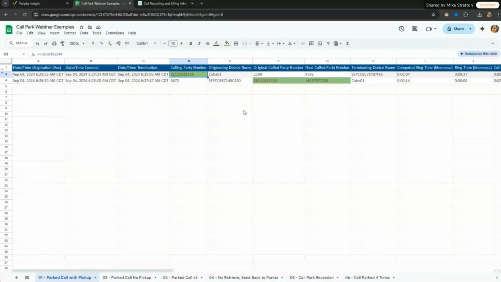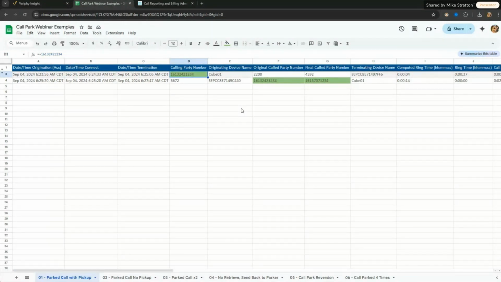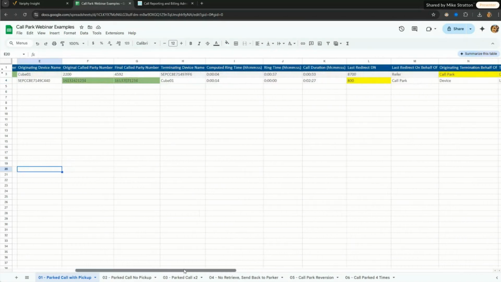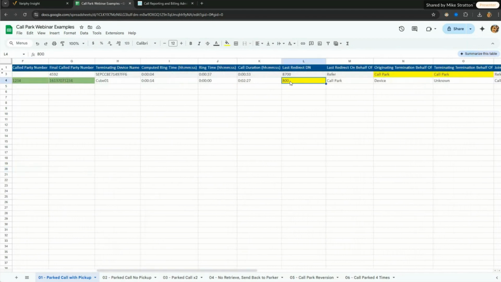And so when a call is retrieved, whether or not the call is inbound or outbound, because you can park any call in any direction, the retrieval leg, or the second leg, is always going to appear as what we think of as an outbound call. So even though this person called in, this extension is going to retrieve the call. So 5672 is going to call out, and in the data, it looks like they're calling this number directly, but what they're really doing is calling the pickup number or the group number, and so in this case, they're dialing 800, which then connects them to this person here.